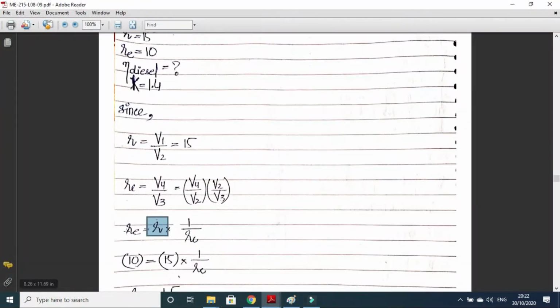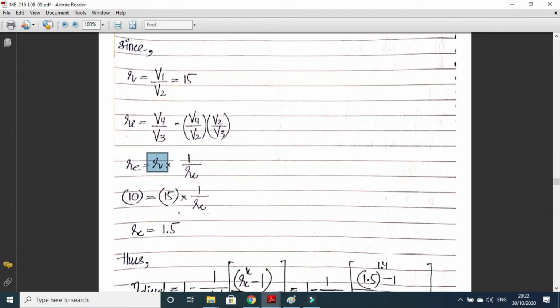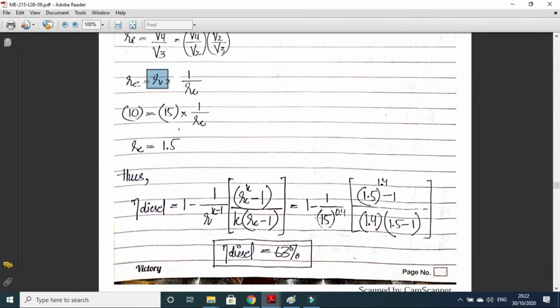So we know the compression ratio, we know the expansion ratio, so we can calculate the cutoff ratio with this formula. When we know the cutoff ratio, compression ratio and K values, we can use this formula and calculate the thermal efficiency of the diesel cycle.